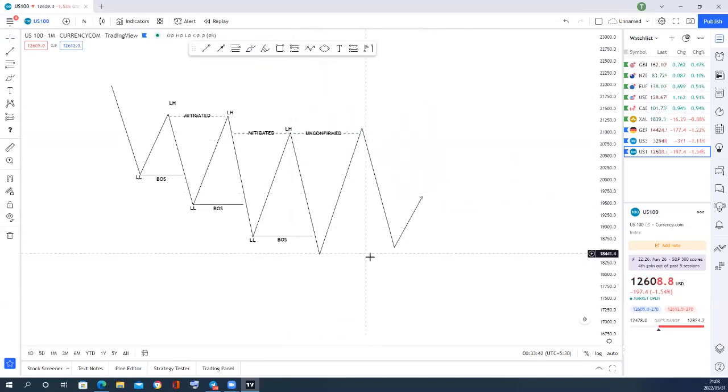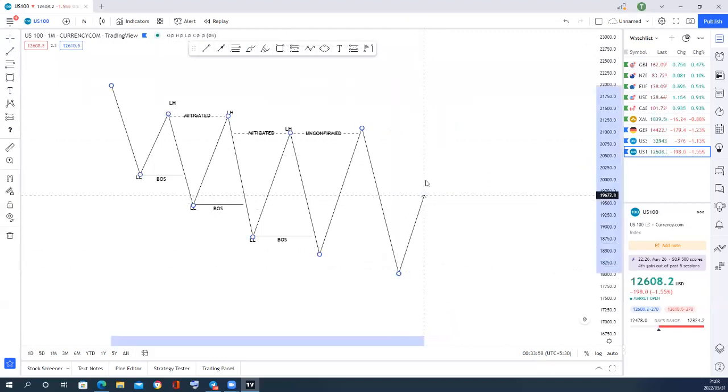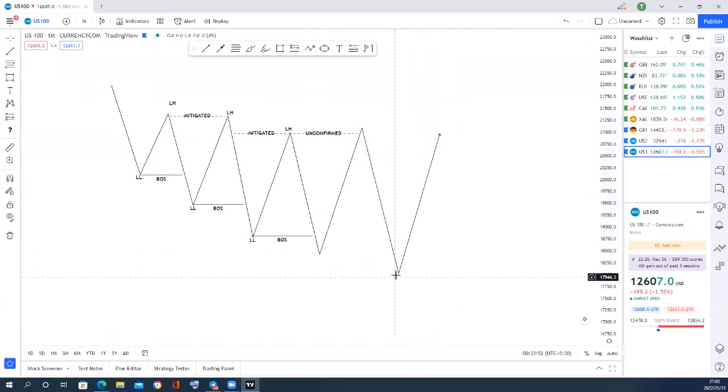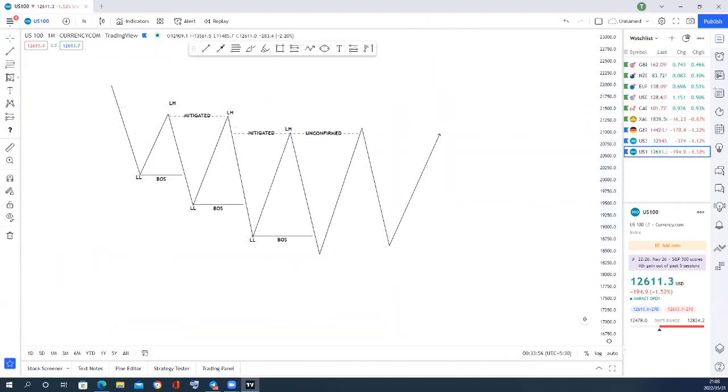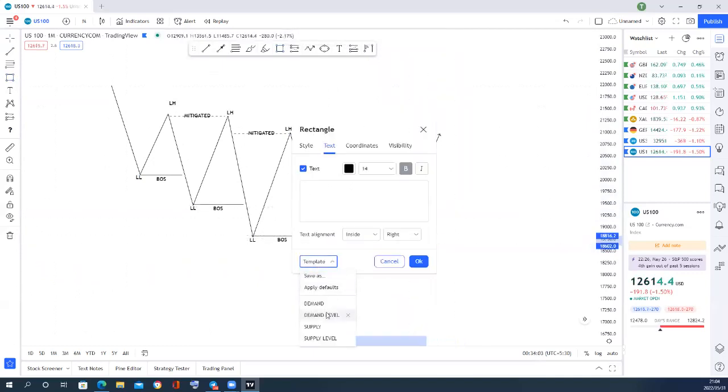So we might expect the market to continue with its very structure, continue pushing, and then come back to mitigate this other block here. That's the first thing that might happen. The other thing that might happen, which is what most people look for, is that they are looking for a possible demand level here.